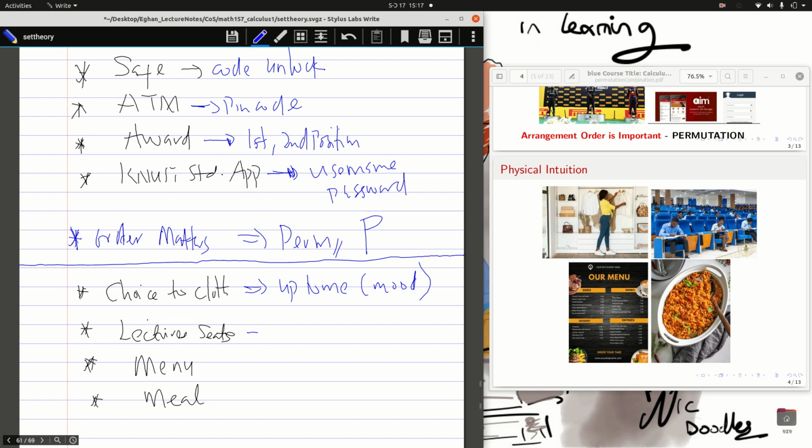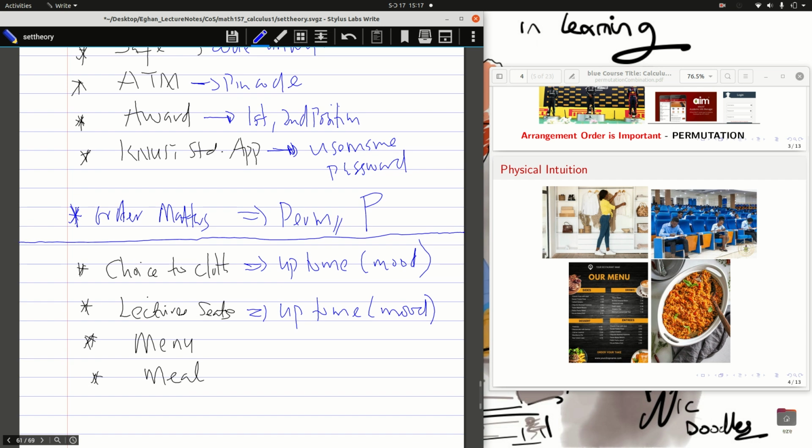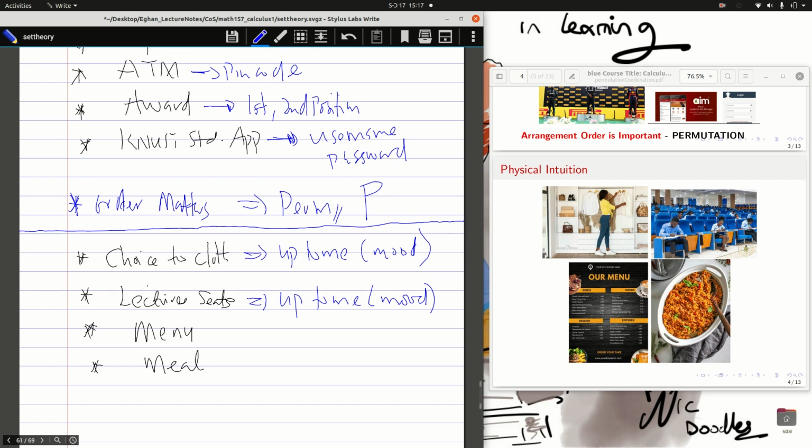The second image has lecture sittings in the lecture room. It's still up to me where I sit and my mood. So if I want to concentrate, I'm on the first 3 rows. If I want to misbehave, I just sit somewhere and then misbehave. If I go to a restaurant and I'm given a menu, it's up to me to select what I want to take, and my mood swings.